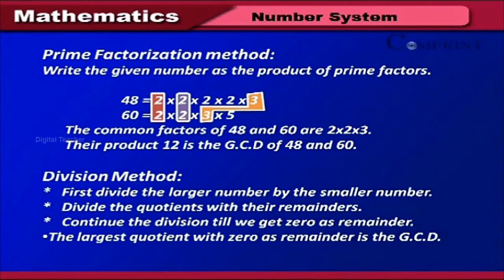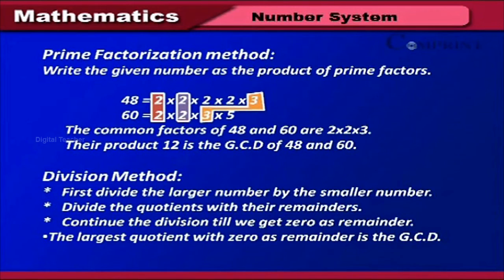Prime factorization method. Write the given number as the product of prime factors. 48 is equal to 2 into 2 into 2 into 2 into 3. 60 is equal to 2 into 2 into 3 into 5. The common factors of 48 and 60 are 2 into 2 into 3. Their product 12 is the GCD of 48 and 60.